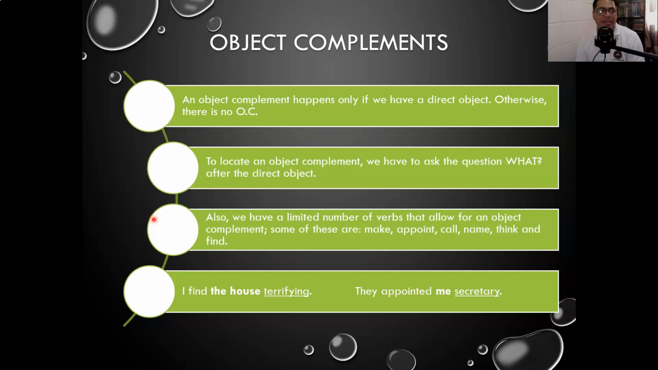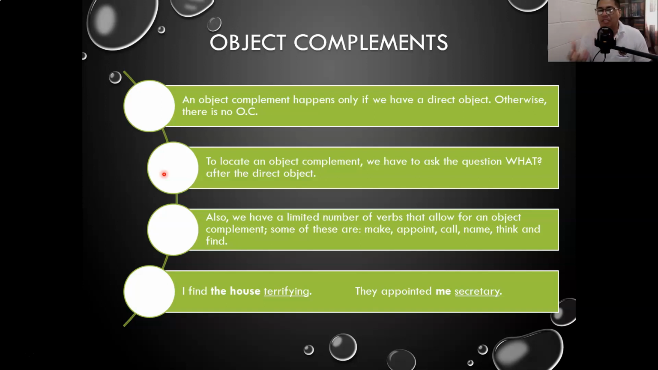So we'll say that an object complement occurs only if we have a direct object, and an object complement is going to do two things. Just like the subject complement renames and describes the subject, an object complement is going to rename or describe, you got it, the direct object, right? Now, to locate an object complement, we need to ask the question what. Again with the question what, right? And where do we put the question what? We put it right after the direct object. Right after the direct object, you're going to ask the question what. And if you get an answer, then you say you have an object complement.